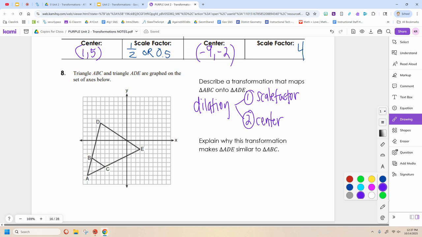Does anybody have any ideas of what the center might be? Are all the points moving? What point's staying the same? A. A is staying the same. So if it's staying the same, that's going to be the center. So centered at point A.